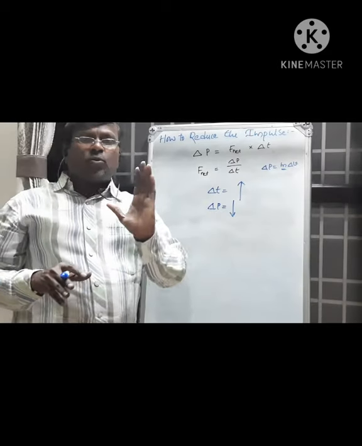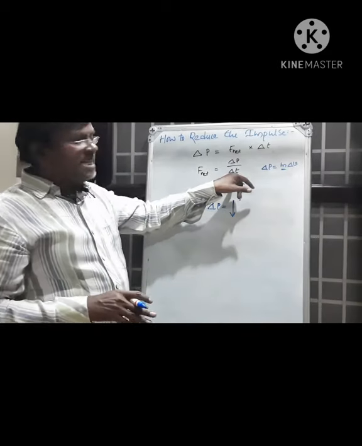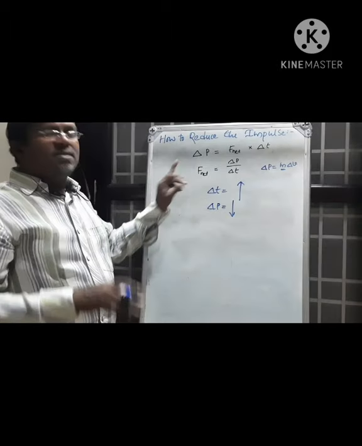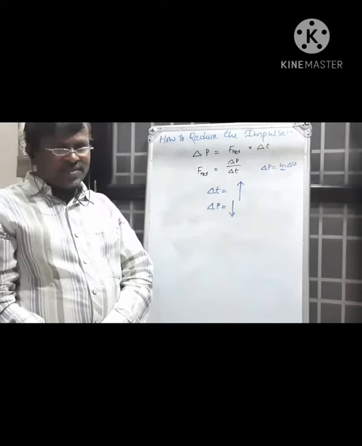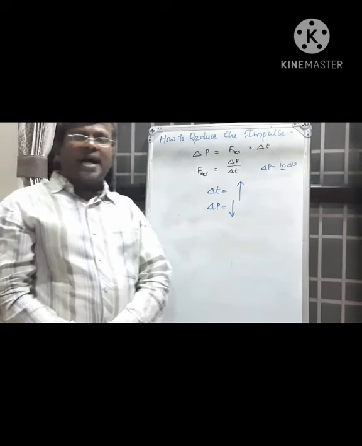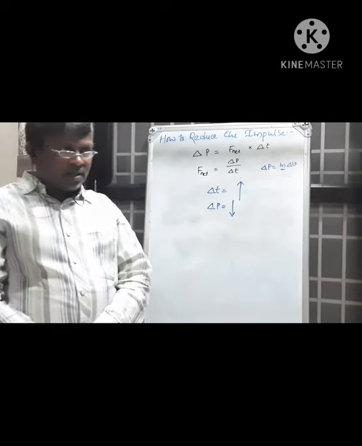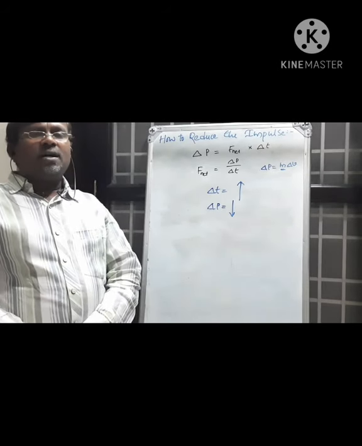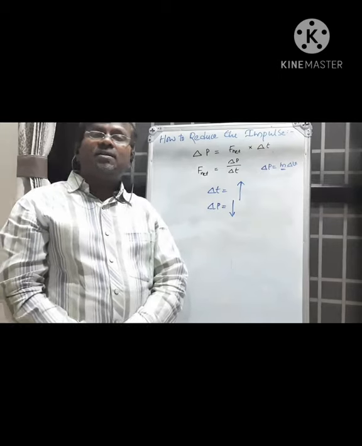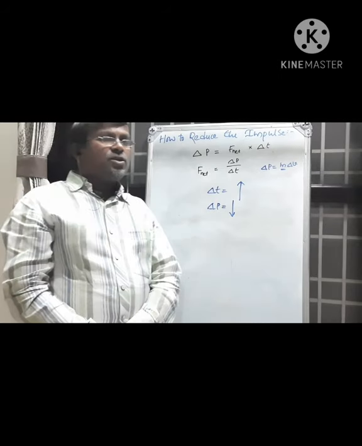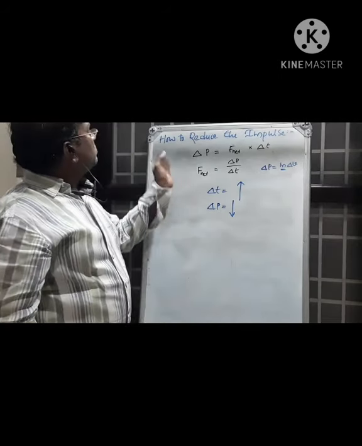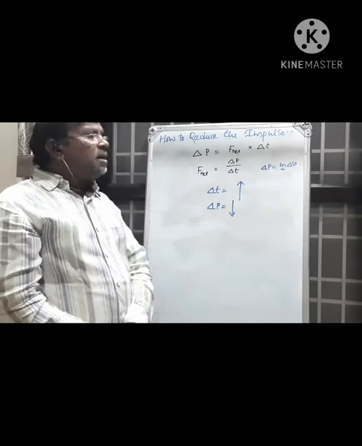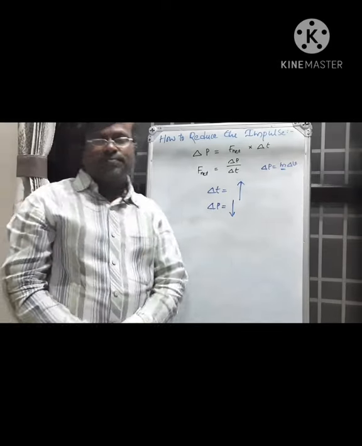the travelling time of the collision will be increased. Automatically the impact of the force can be decreased. So this is how the airbags can save us from big accidents, from injuries, or in some cases death also. So this is the application of the impulse and how to decrease the effect of the impulse.